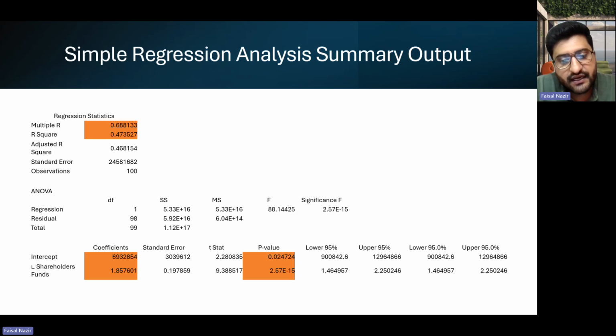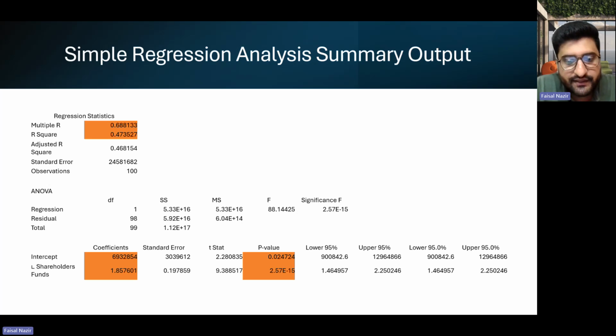The second last is the shareholder fund coefficient, 1.857. This coefficient indicates that for every 1 unit increase in shareholder fund, turnover increases by 1.8576 units. This suggests that shareholder fund has a positive impact on turnover.